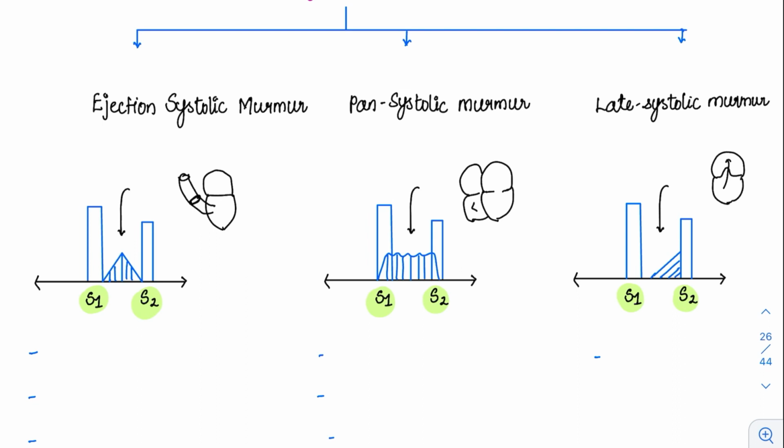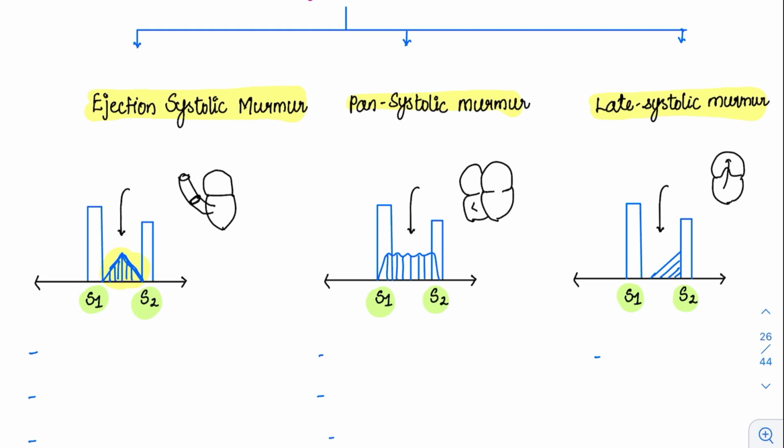There are three different types in this group itself. One is the ejection systolic murmur, then pan systolic murmur, then late systolic murmur. Ejection systolic murmur: whenever the ejection is starting, there is going to be a murmur sound. So what is the condition? As you can see here, this is the diagram of an ejection systolic murmur.